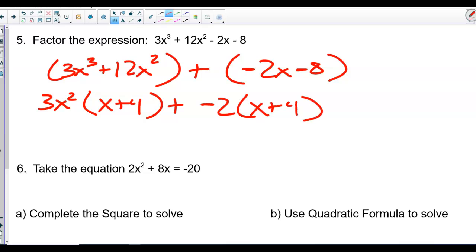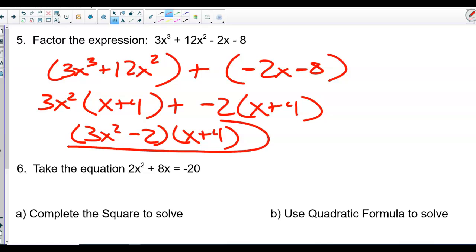And then to finish the factoring, you don't have to solve, you just have to factor it. You put the two GCFs in a parenthesis. We don't write plus minus under any circumstance. 3x squared minus 2, x plus 4. There's your answer.